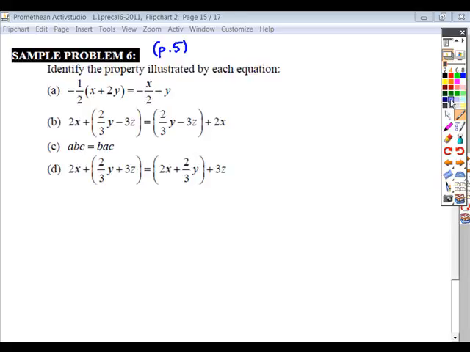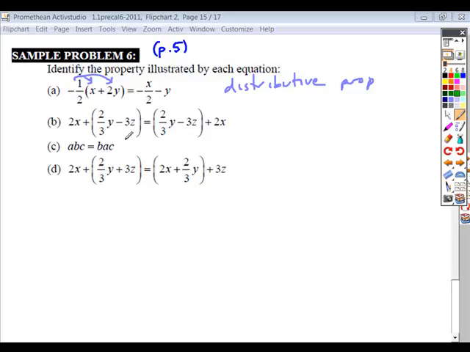Look at this first example. What property is illustrated there? Distributive property. Okay, all we did was distribute that -1/2 to each of the terms, expanded it out into just a single expression. Okay, what about the second example?